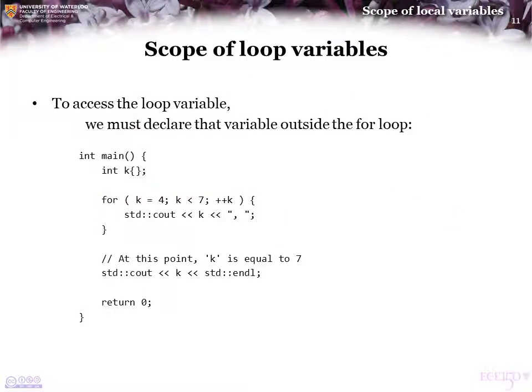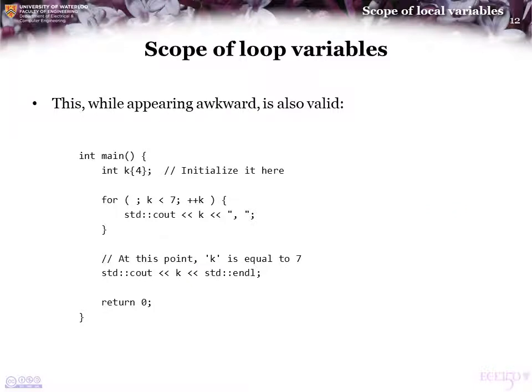If it was absolutely necessary to access that loop variable outside of the loop, then it would be necessary to declare it first, and then in the initialization statement, rather than declaring the variable and initializing it, I will simply assign the loop variable k the value 4. Then the loop continues to run so long as k is less than 7. However, once the loop is finished, the local variable k is still in scope, and so I can continue to print it. Thus, the output is 4, 5, 6, and 7.